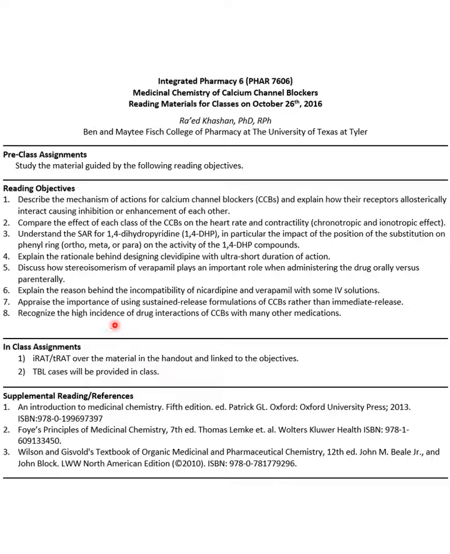And then understand how these products cause a lot of drug-drug interactions, mainly because they inhibit the CYP3A4. So they can cause a lot of interactions, besides the fact that they themselves interact with grapefruit juice, which is an inhibitor of the CYP3A4. Okay.